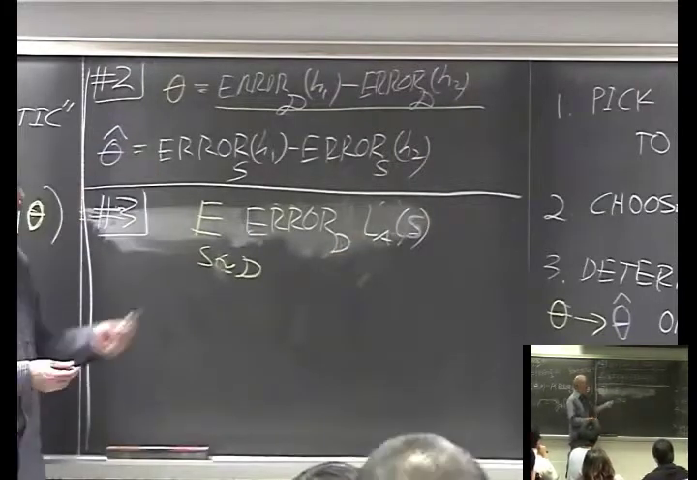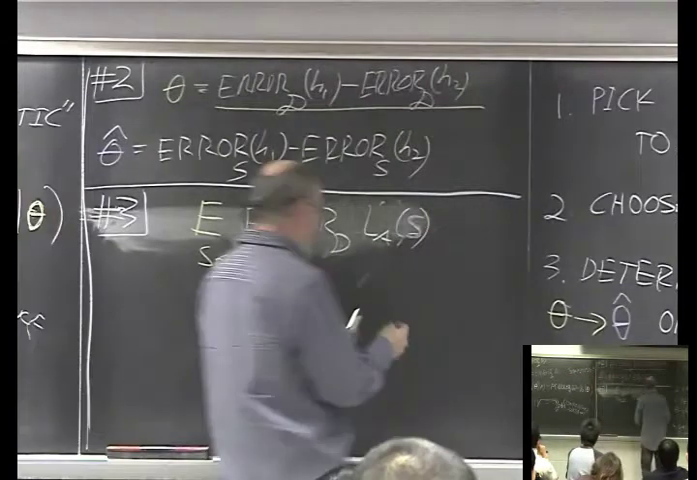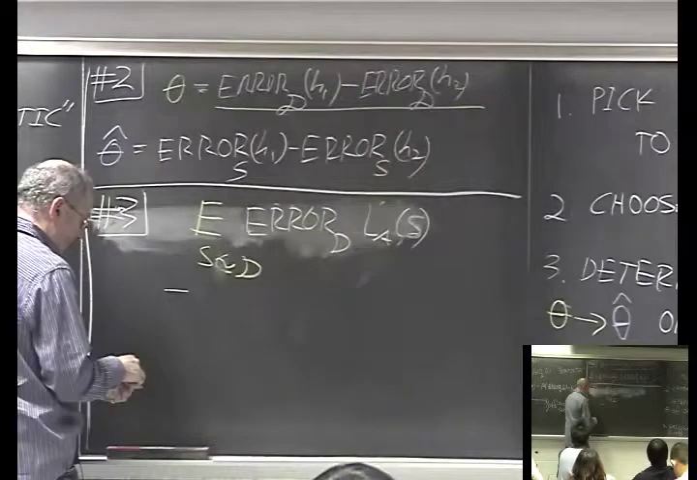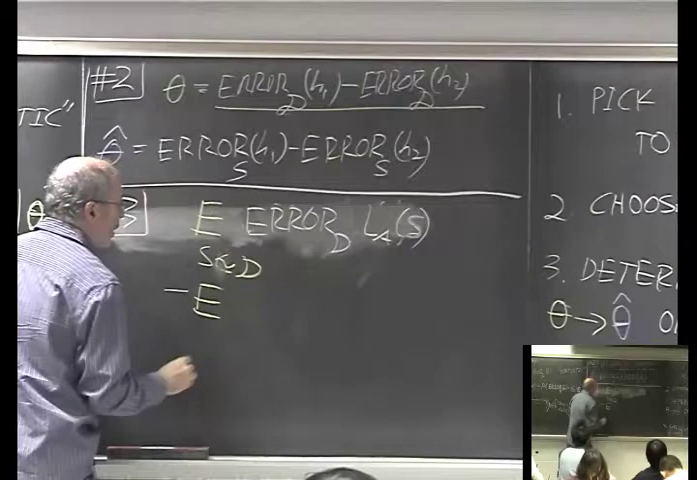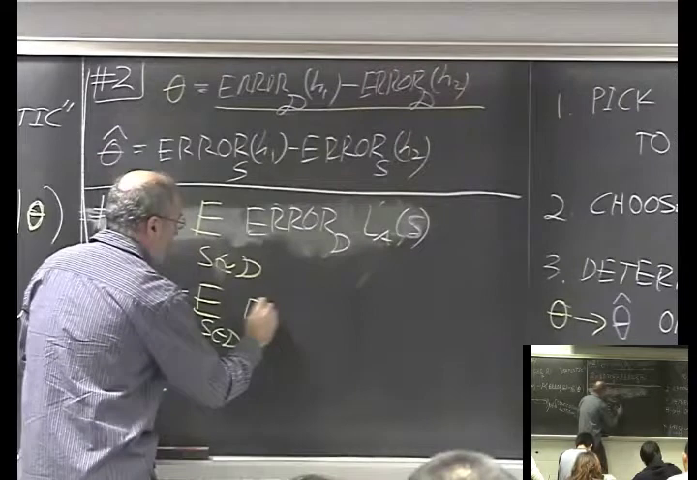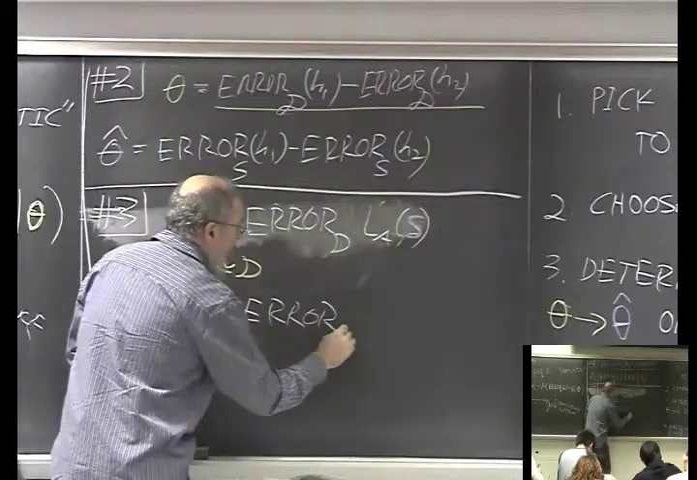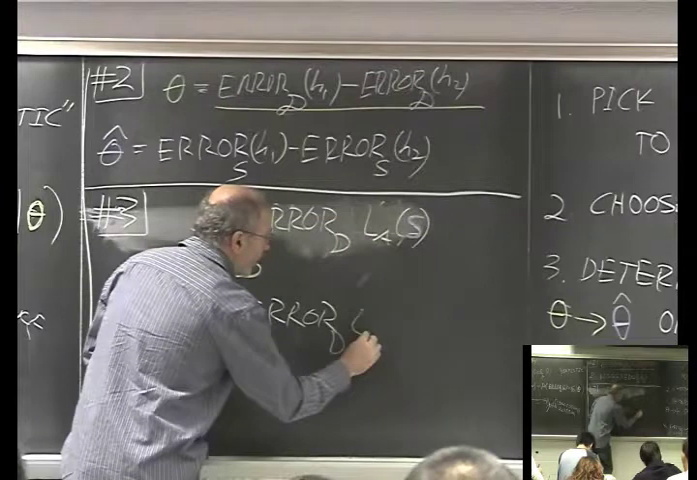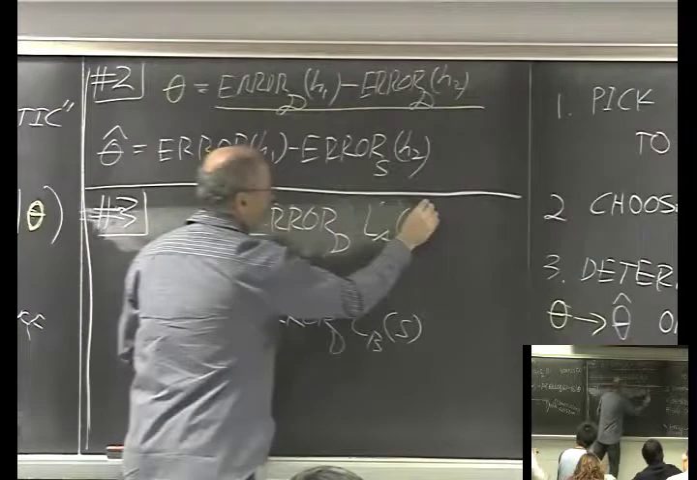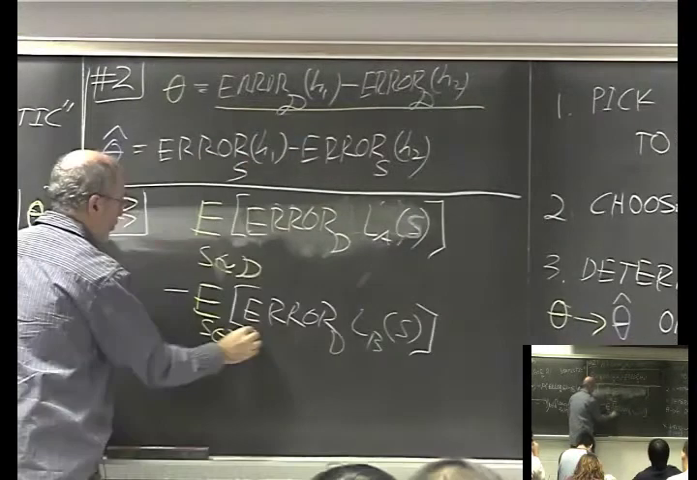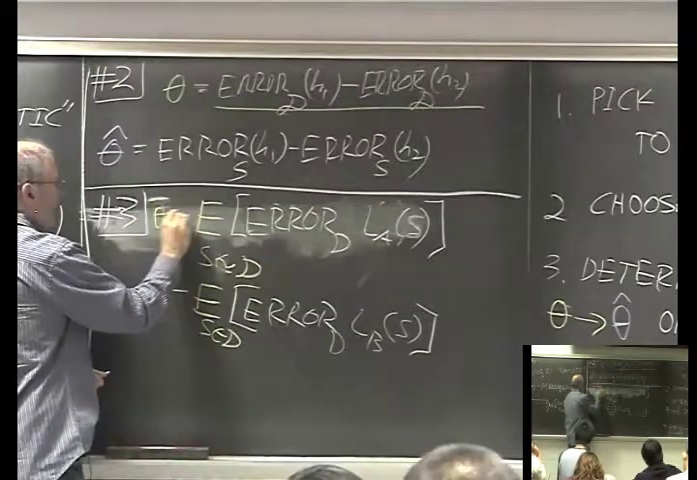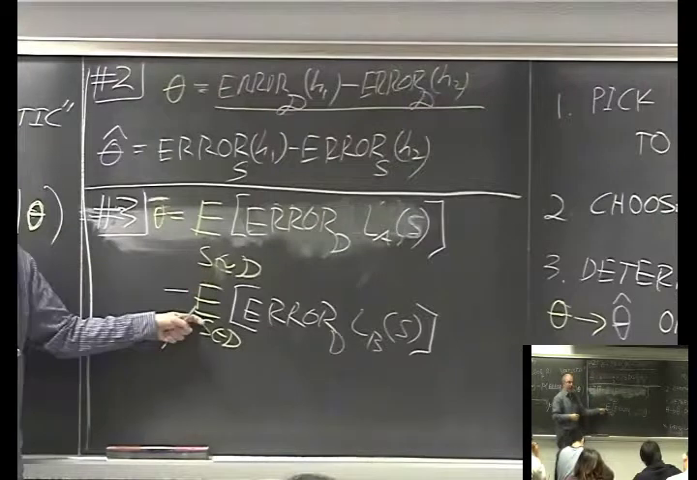And now we actually do it twice. We do this minus the same thing with regard to the second expectation, S drawn from curly D, error curly D of L_B of S. And this is our parameter of interest. This expectation minus this expectation.